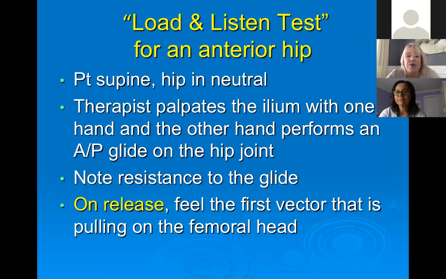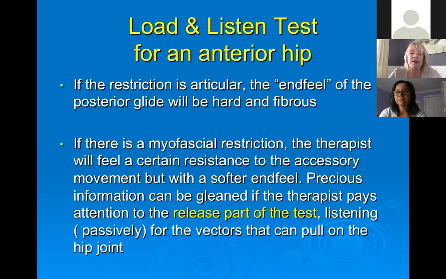Okay, so in this particular test, the patient's supine, hip in neutral, you palpate the ilium with one hand, the other hand performs an AP glide of the hip joint, and you note the resistance to the glide. And on release, that's why I've got it in yellow, you feel the first vector that pulls on the femoral head. So if the restriction is articular, the end feel of that glide will be hard and fibrous. But more often than not, that is not what is causing the restriction. If there is a myofascial restriction, the therapist will feel a certain resistance to the accessory movement, yes, but with a softer end feel.